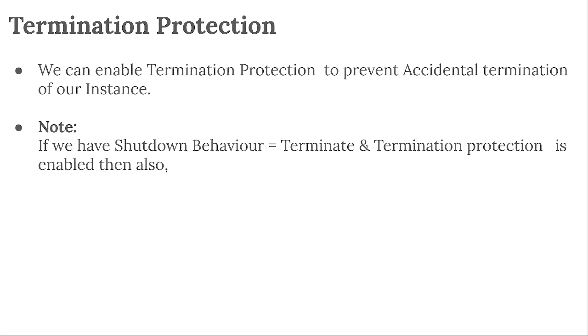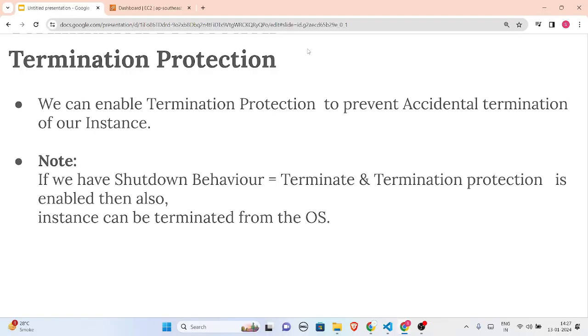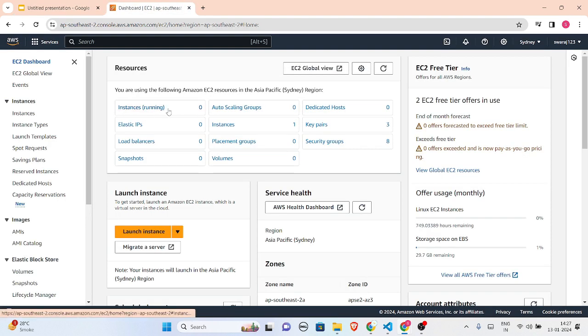The note is, if the shutdown behavior is set to terminate, suppose we have selected the shutdown behavior as terminate and termination protection is enabled, then also the instance can be terminated from the OS, from the CLI, by writing the sudo shutdown command. We will see how. Okay, so now let's move on to the hands-on and check whether this is applicable or not. Here I will launch an instance first.